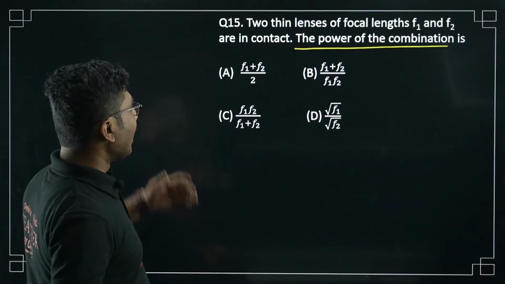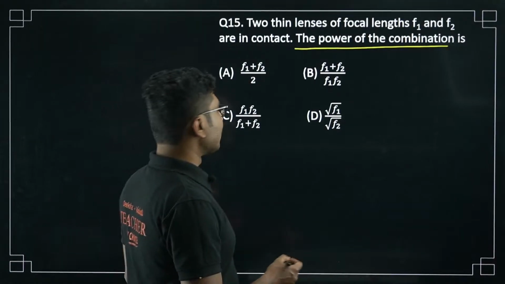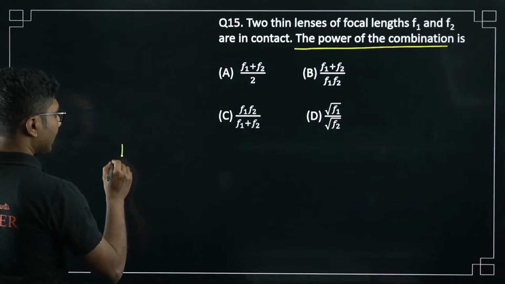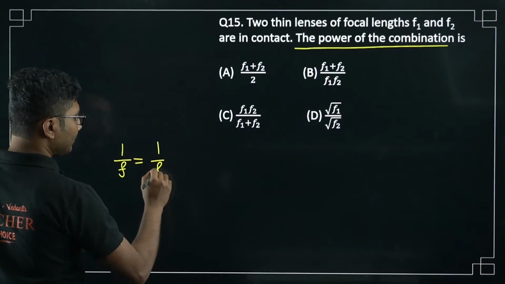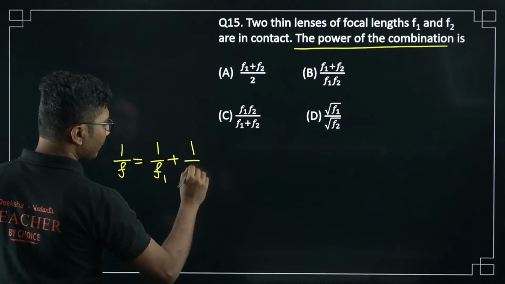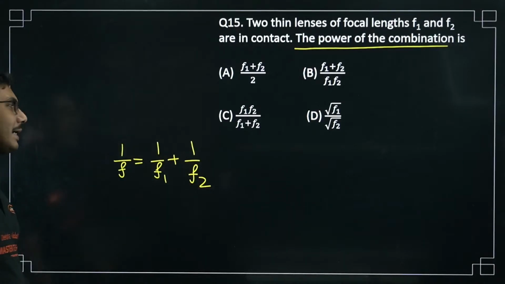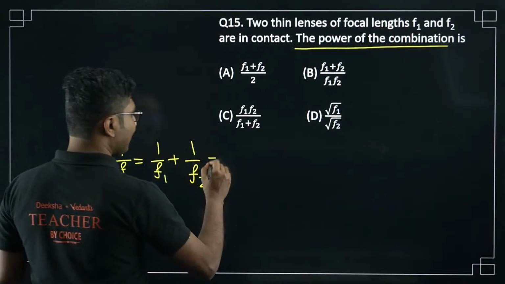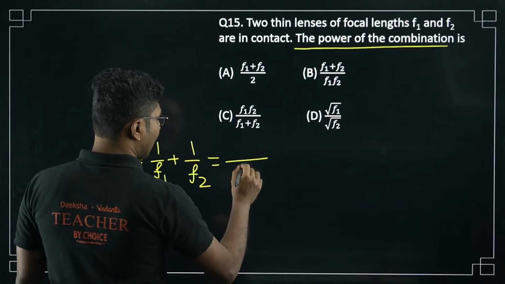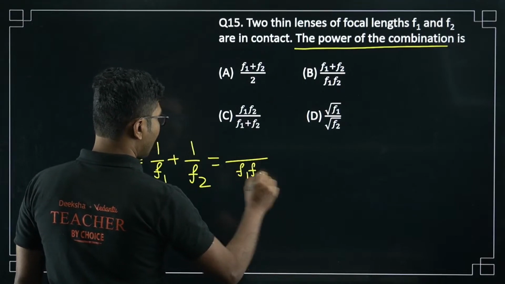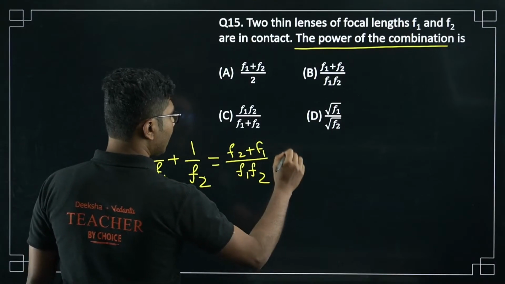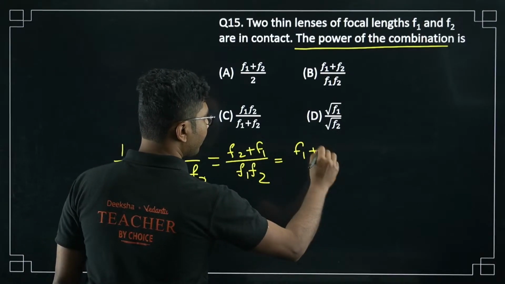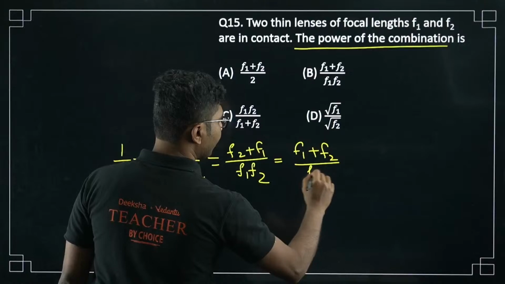So let's see what is the focal length. Combined focal length, suppose 1 by f. So basically it is 1 by f1 plus 1 by f2, right? Two lenses in contact. Now if you add them, what you will get? You will get f1 f2 in the denominator, and f2 plus f1 in the numerator. So this is f1 plus f2 by f1 f2.